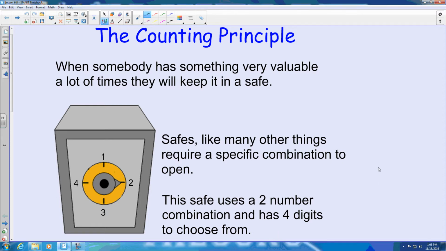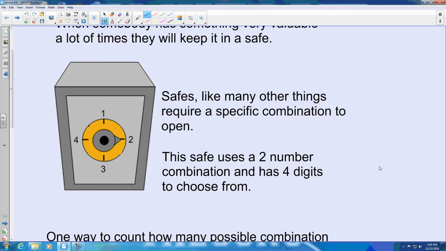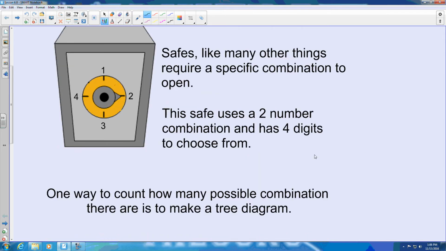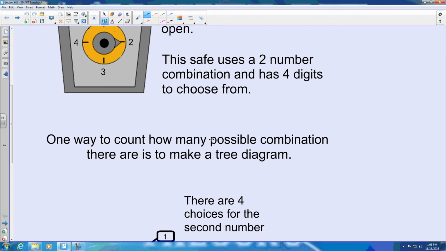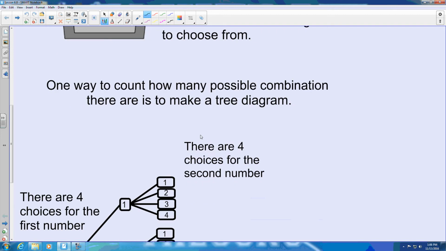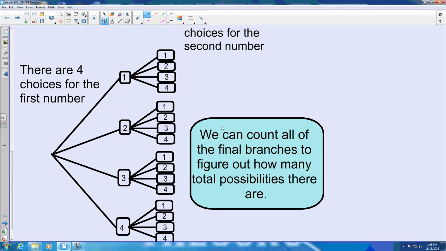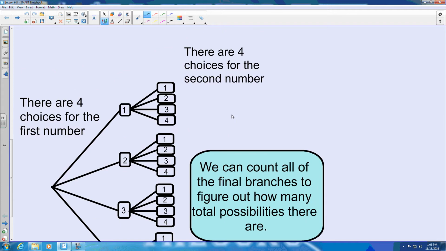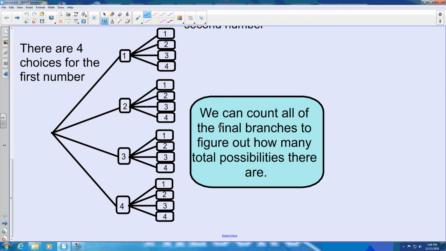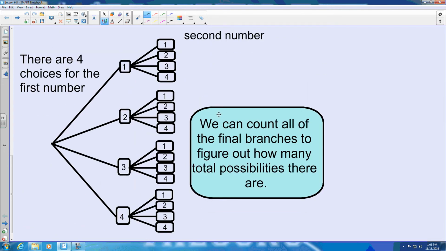So if you look at this safe specifically, it says it uses a 2-number combination and has 4 digits to choose from. The one way that we could possibly find the combination of this is to make a list of all of the combinations that it could possibly be in order to open the safe. So the first method is using the counting tree.